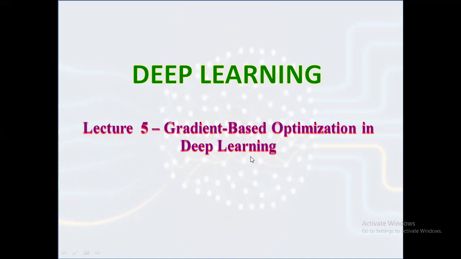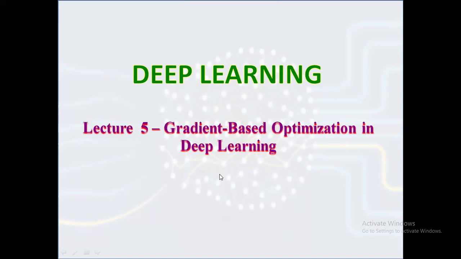In this lecture, we'll discuss gradient-based optimization in deep learning. Why should we learn gradient-based optimization? Because it is a core technique that powers learning in deep neural networks. Without it, models would not know how to adjust their internal parameters to minimize errors and improve performance. Gradient-based methods allow networks to learn from data by systematically reducing the loss function through calculated updates.